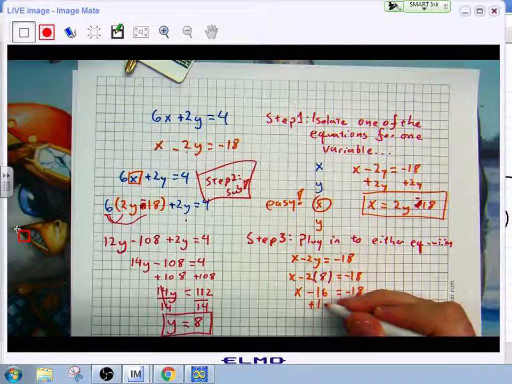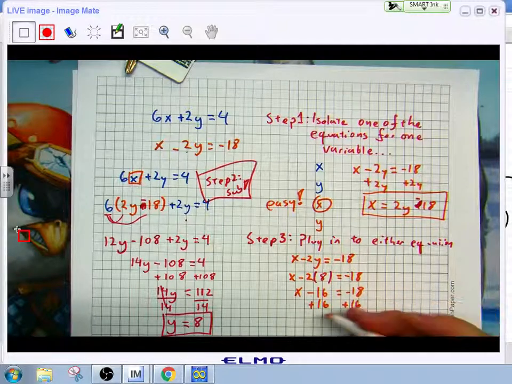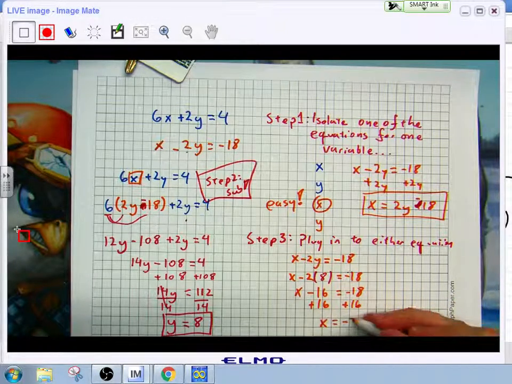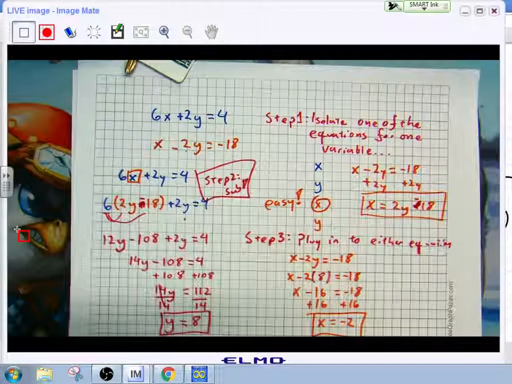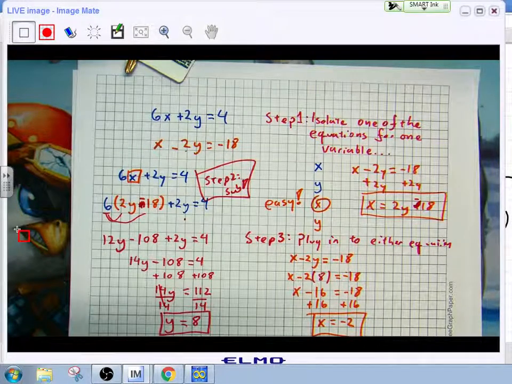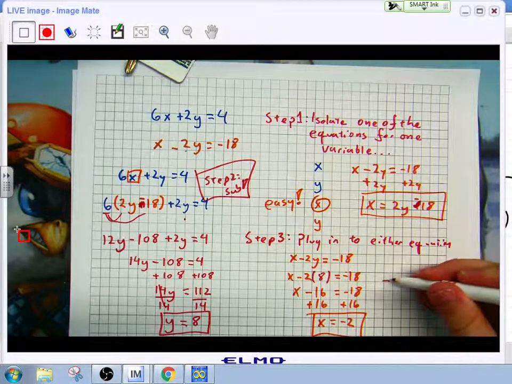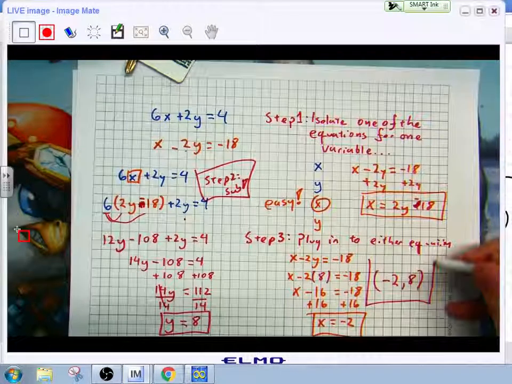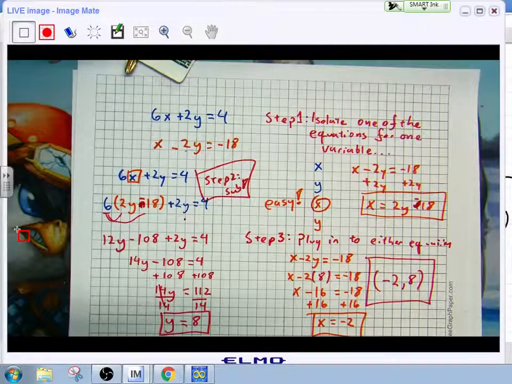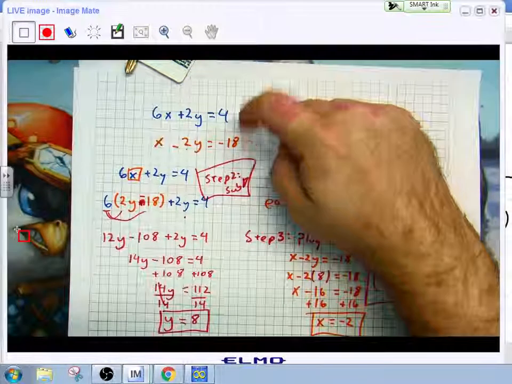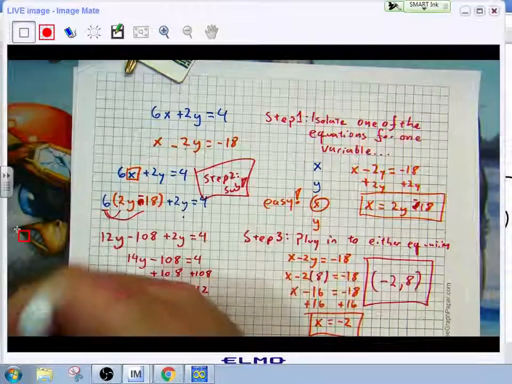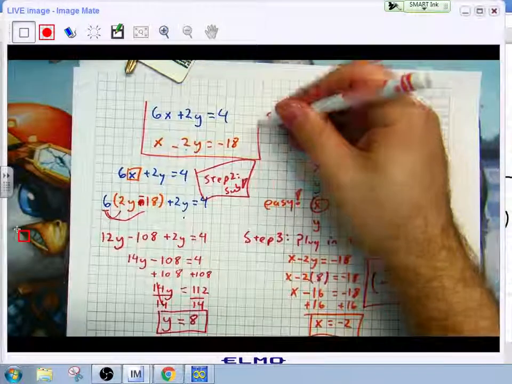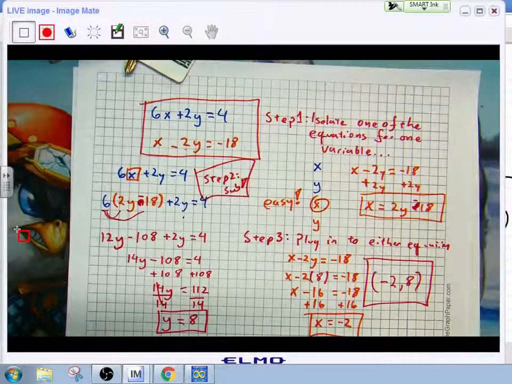If I add 16, I have x equals a negative 2. So there's that. And finally, I can put it all together. My answer is negative 2, 8. And so now I know without having to actually graph it, where these two lines, I know where they are going to cross. They're going to cross at the point negative 2, 8.